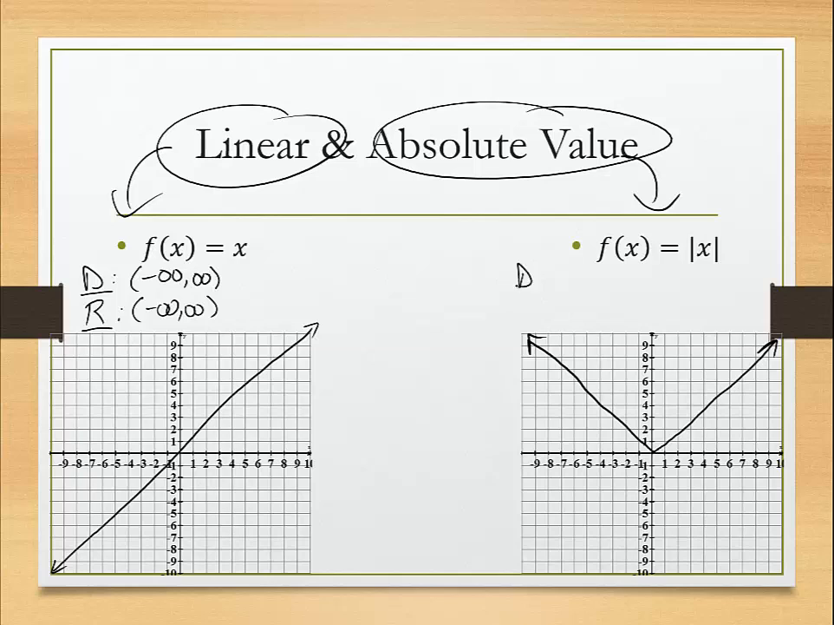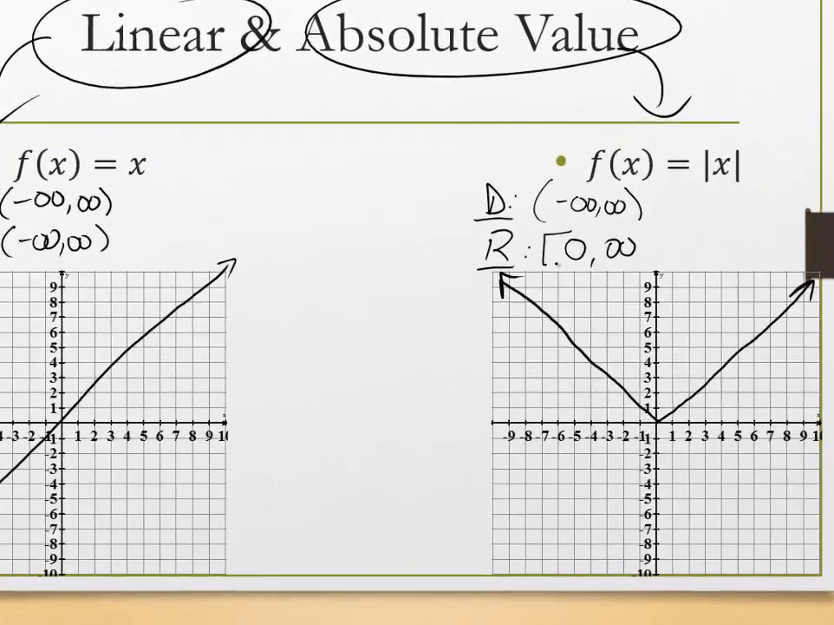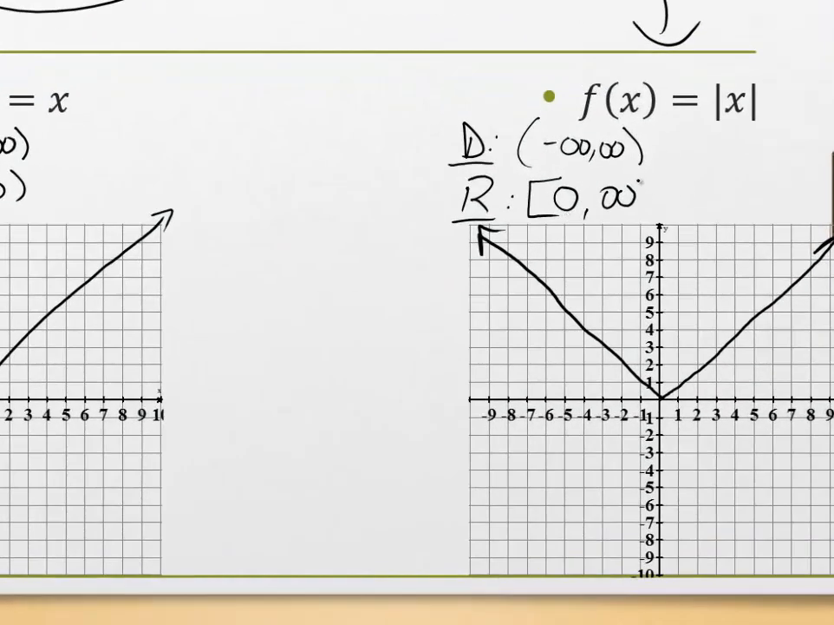So for our domain, again, it's from left to right, which is arrow to arrow, meaning it's going to be negative infinity to infinity. Our range will be bottom to top, and it starts at 0 right there, and it goes all the way to arrow, which is infinity. So 0 to infinity. Now this 0 here is actually touching the line, meaning it will be included, meaning we need to use a bracket. And then infinity is always going to be a parenthesis.